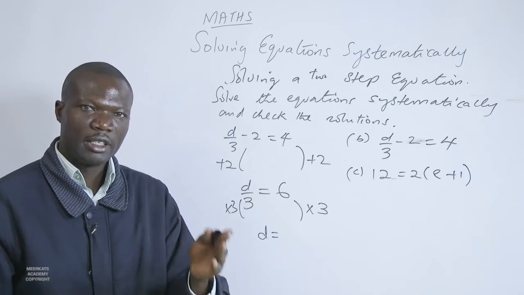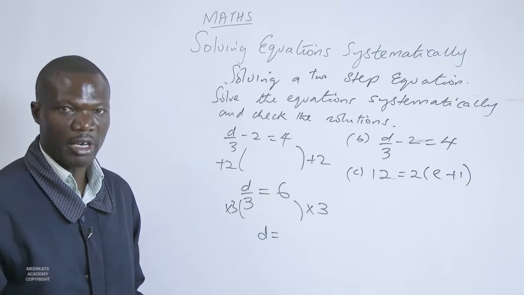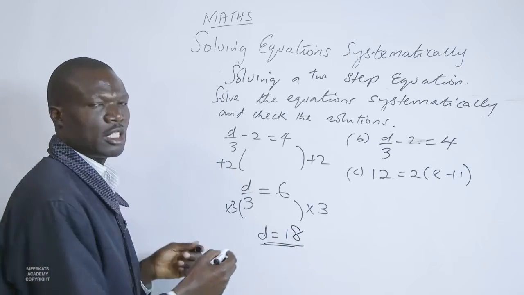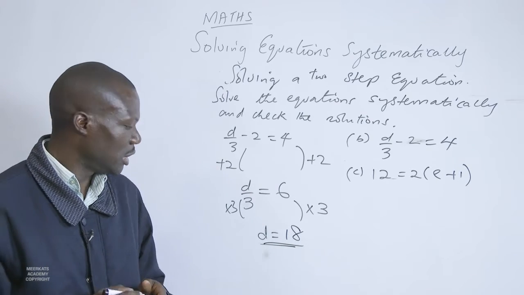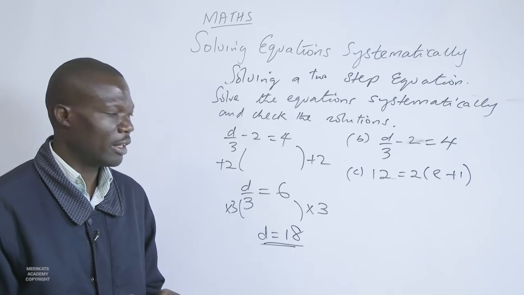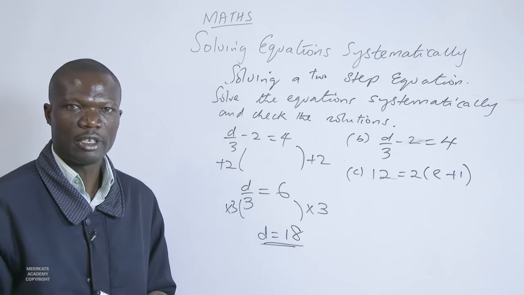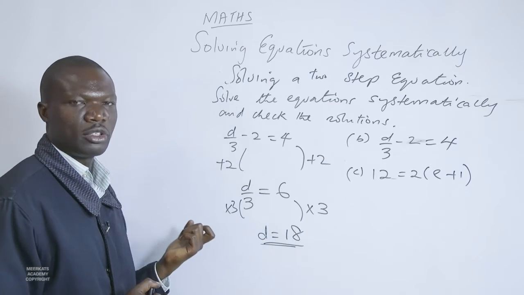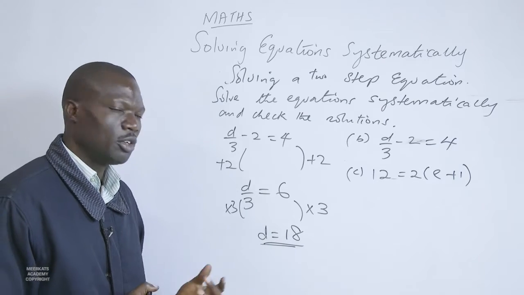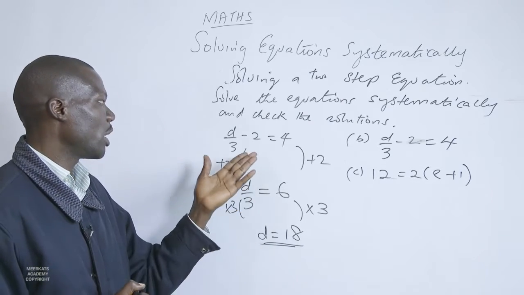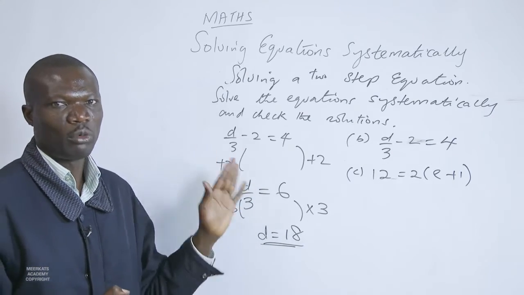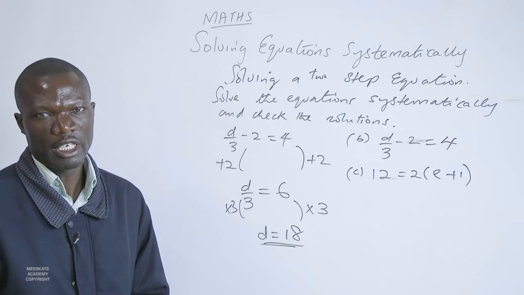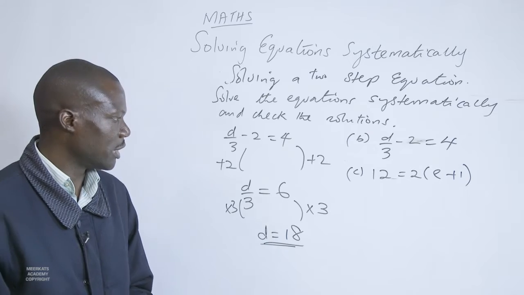On the other side, 6 multiplied by 3 will give us 18. Now, since the coefficient of d is 1, then we shall say that d is equal to 18. And that is our solution. This solution can be checked by looking at the left-hand side of our equation and substituting the value of d with 18, just to confirm that you have the right answer.